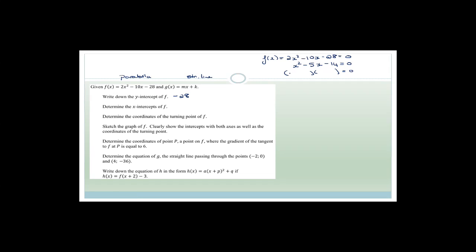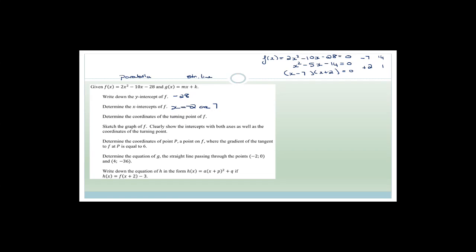So the factors of x squared are just x and x. The factors of 14 are going to be 7 and 2, and 14 and 1. The bigger number has to be the negative, but they have to be different and they have to add up to minus 5. So it's going to be minus 7 plus 2. So it's going to be (x minus 7)(x plus 2). Therefore, x is going to equal minus 2 or positive 7.